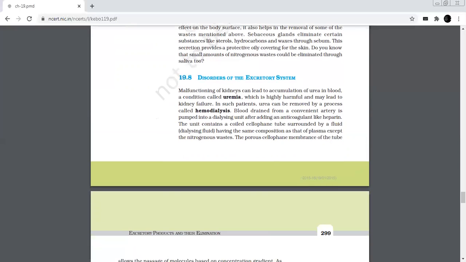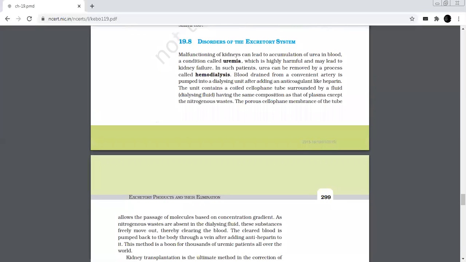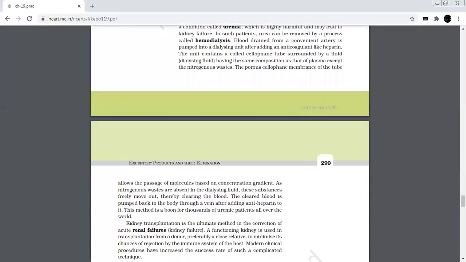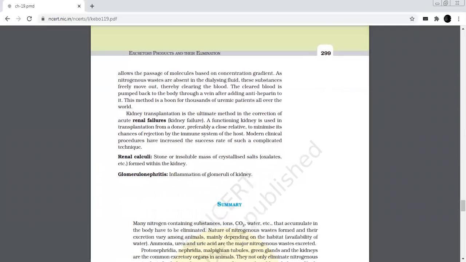Now, what are the disorders? Uremia, kidney failure, renal calculi, diabetes insipidus. So, these are all disorders of the excretory system.